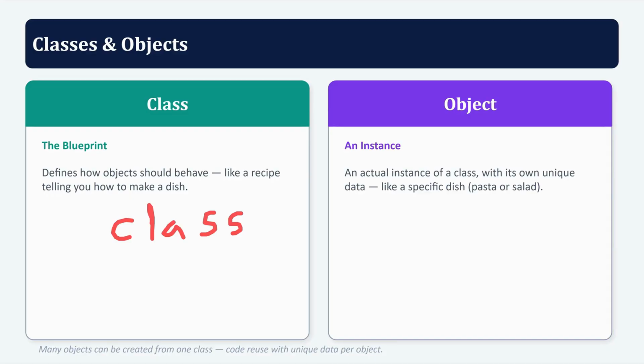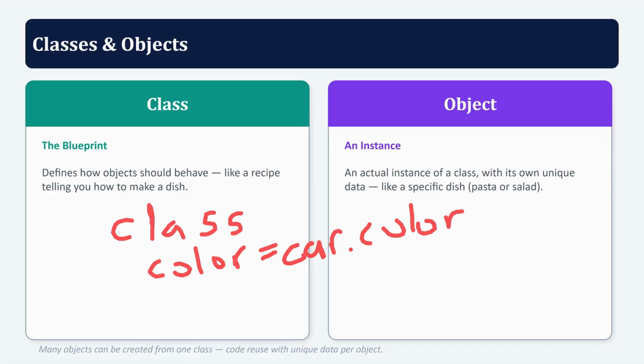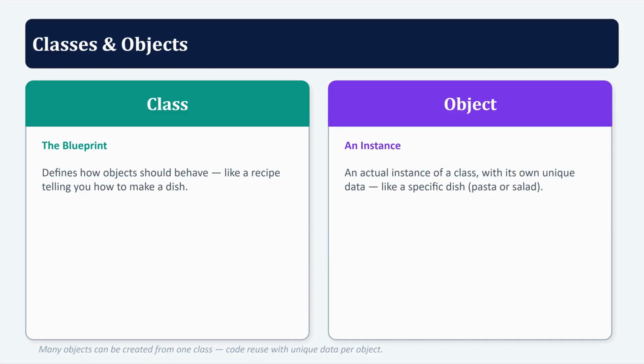And this will basically say, for example, we'll do car. So color equals car dot color. Sorry, my pen is bugging out really bad. But that's basically how classes work. It just says the car is going to have these attributes and these methods.